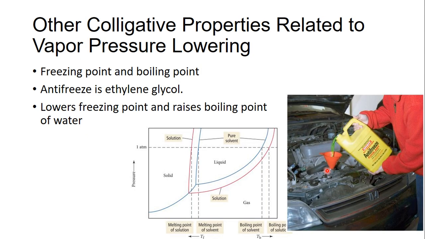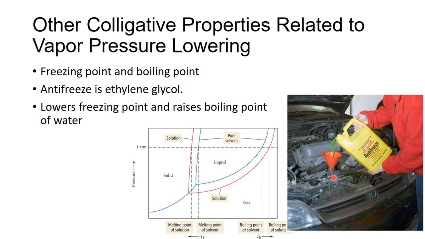Now let's look at two other colligative properties: melting point and boiling point. When we dissolve something in a solvent, the melting point will decrease and the boiling point will increase. Here, the blue line is pure solvent, the red line is solution. What that means is it's harder to freeze something. You need to get to a lower temperature to freeze something, and it's harder to boil something. You need to get to a higher temperature to boil something.